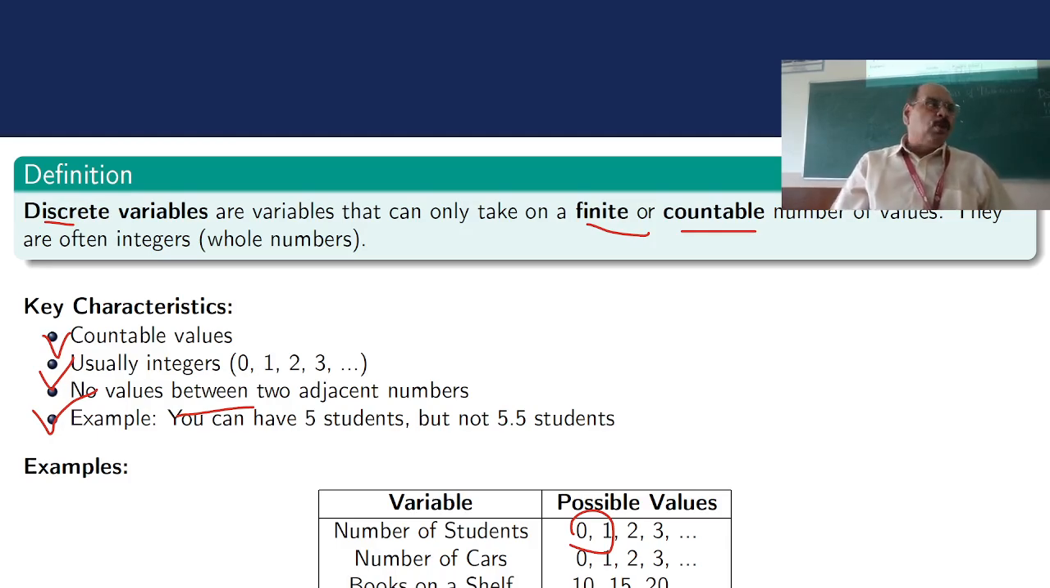When I'm plotting number of students with respect to something else, not all values will have an output. Maybe 1.5 is not a valid number. But if I'm plotting between marks and something else, now I'll get every value. Every point you have a value. Yes, you can have 5 students but not 5.5 students. So you have a finite, countable one that is discrete. And we'll be working a lot with discrete and continuous variables.